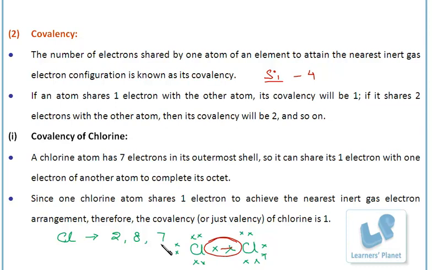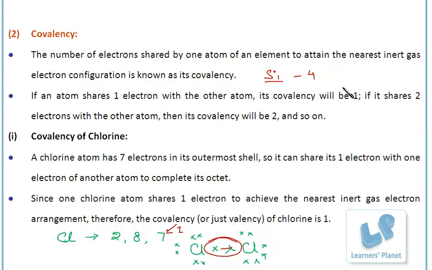So the covalency of chlorine is 1 and electrovalency is also 1 because it will gain 1 electron and attain the noble gas configuration. Covalency and electrovalency both are 1. What is the covalency of silicon? It's 4. Now we'll summarize.